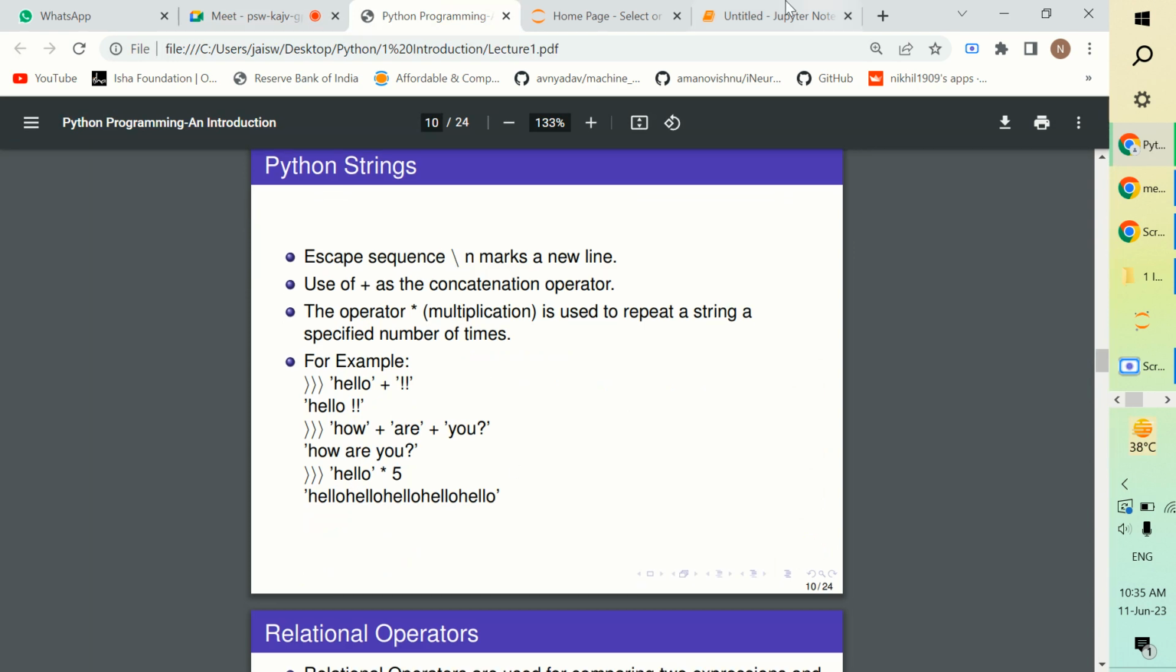Okay, then we have this backslash n operator. What is this backslash n operator? This operator is used to tell Python that we want to write a new line.